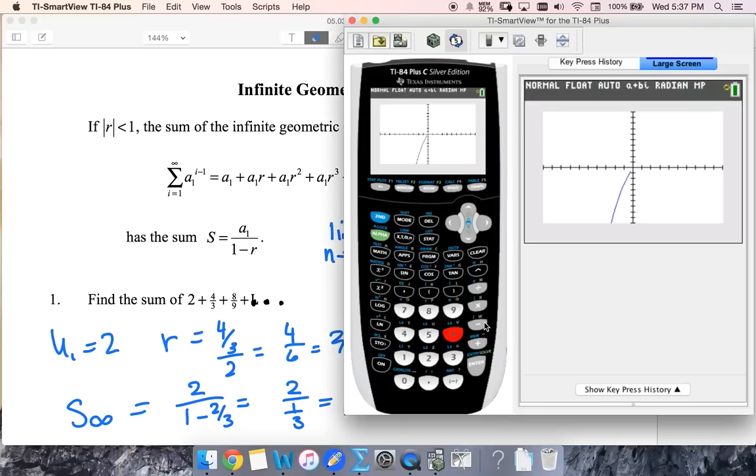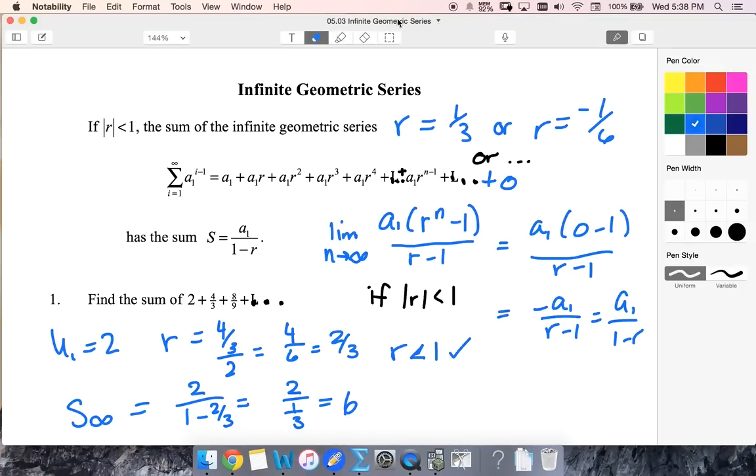At some point I'll get my sum. So my first term is 2, and then my sum approaches this horizontal asymptote at y equals 6. So there's the sum of an infinite sequence. I'll be back in the next video with example 2.